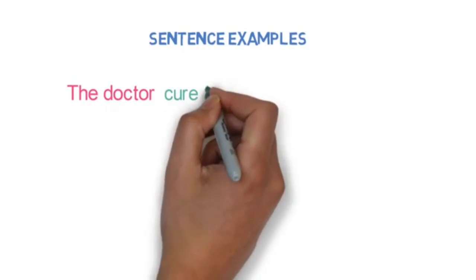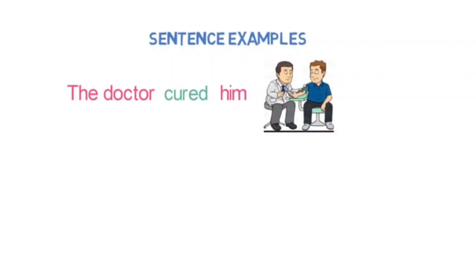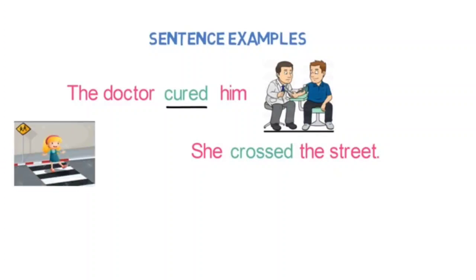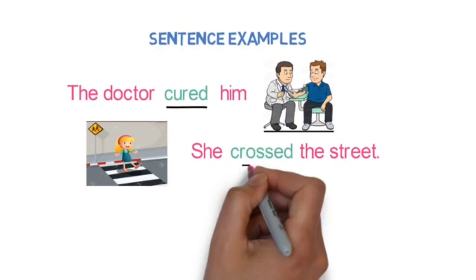The doctor cured him. Here in this sentence, cured is the action and him is the direct object. So, cured is the transitive verb. Let's look into the next example. She crossed the street. Here, crossed is an action and street is the direct object. So, crossed is a transitive verb.